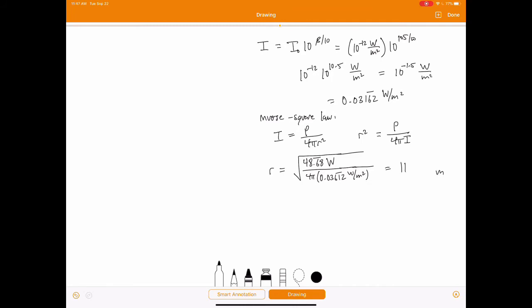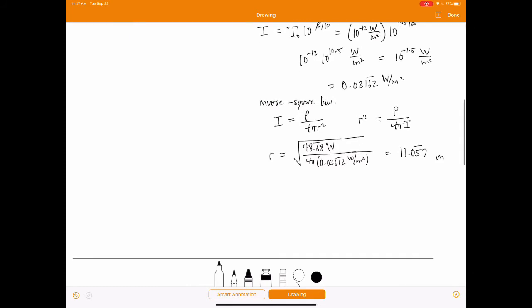And you'll get 11.057, which we want to round to 3 sig figs, or 11.1 meters. So that's how far away you have to stand in order to be hearing a sound that's 105 decibels.